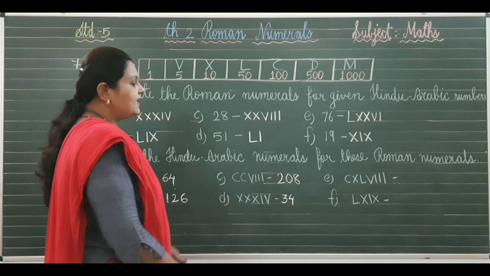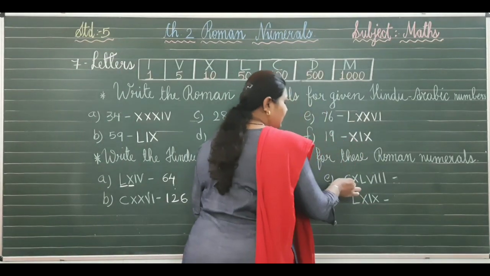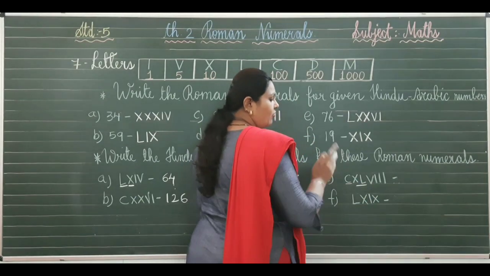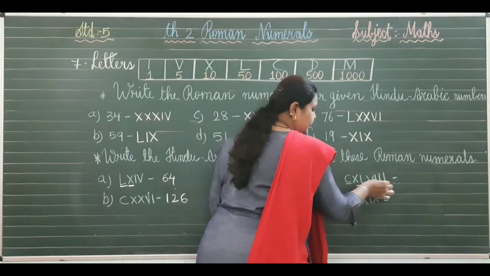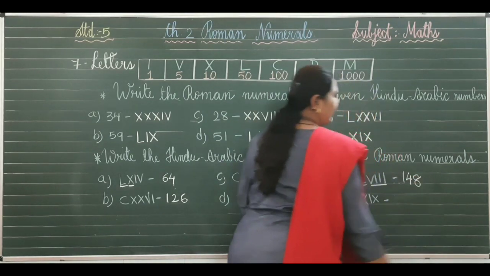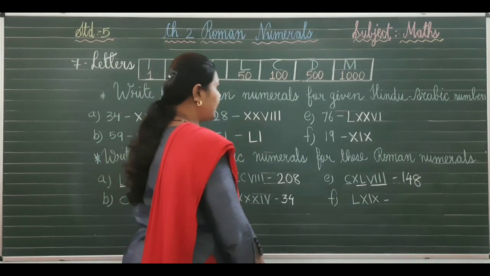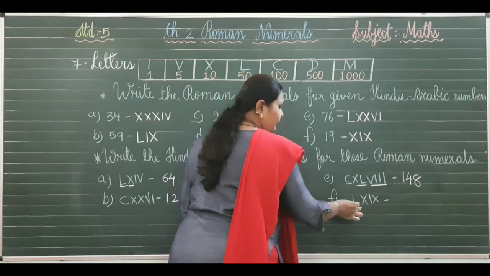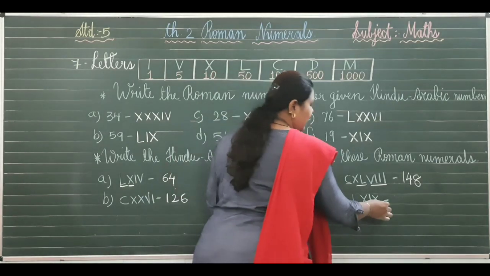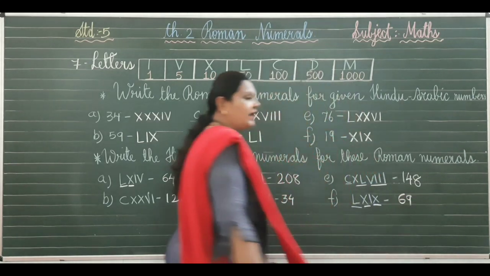Then CXLVII. C means 100. XL means 40. 140 plus 8. So 148. Then LXIX. L means 50 plus 10, 60 plus IX 9. So 69.